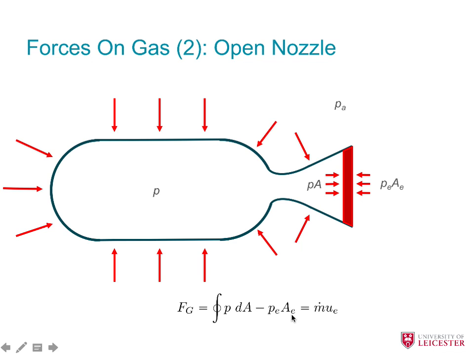We also know that the force on the gas leads to the expulsion of mass, and therefore by appealing to conservation of momentum, we can see that Fg is also equal to the mass flow rate multiplied by the true exhaust velocity, so the velocity at which this slab is exiting the plane.